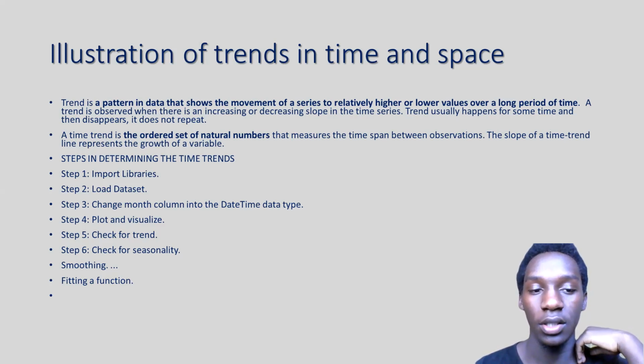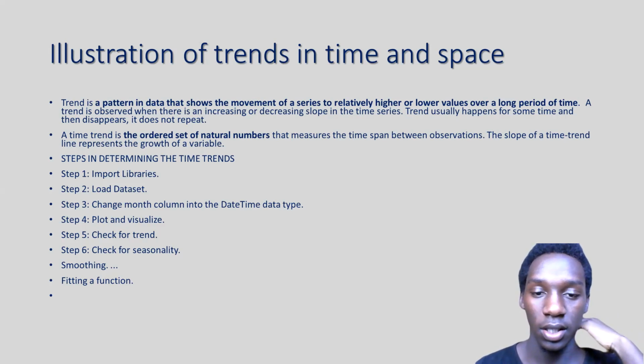It does not repeat. A time trend is the ordered set of natural numbers that measures the time span between observations. The slope of a time trend line represents the growth of a variable. So, steps in determining a time trend: you import the libraries, load the dataset, change the month column into a date data type, you plot and visualize, then you check for the trend, you check for the seasonality, then the smoothing and fitting a function.